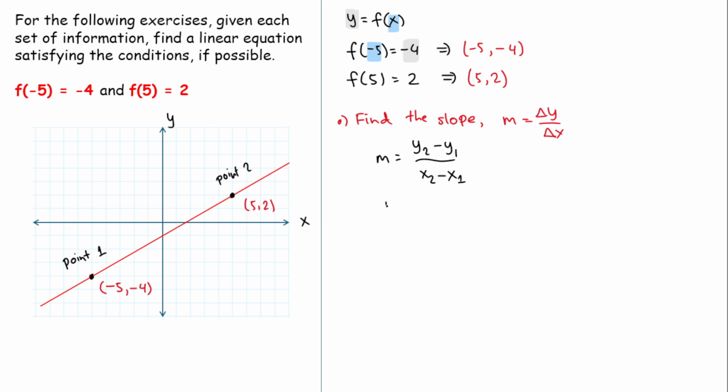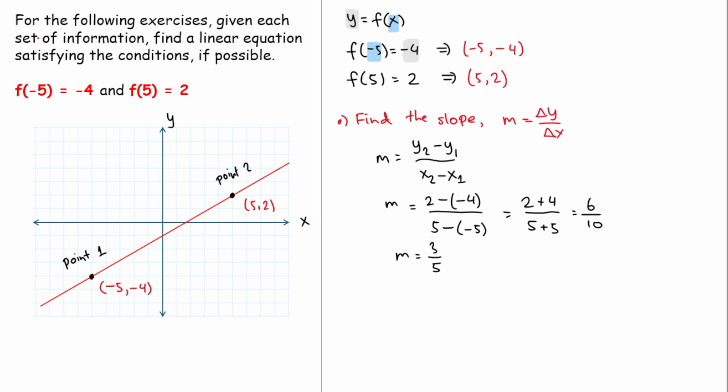Good. So we will have the slope here, that will be y2. The y is 2, so I have 2, and then minus y1. y1 is -4. Then divide that by x2. x2 is 5, right? So we'll have 5 minus x1, which is -5. That will be 2 plus 4 divided by 5 plus 5, or 6 over 10, or finally we will have our slope here is 3 over 5.